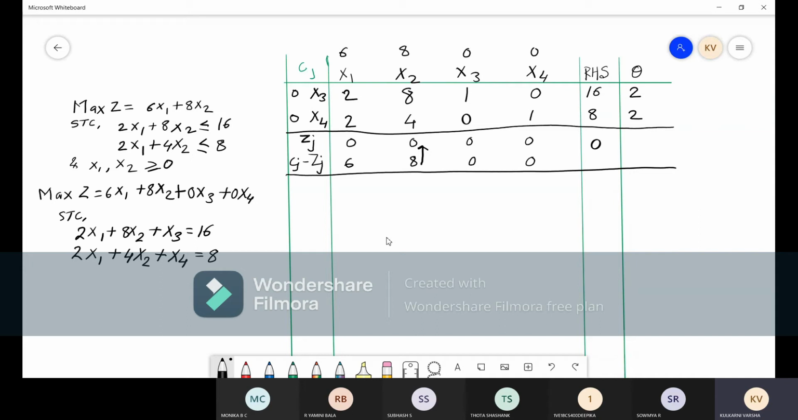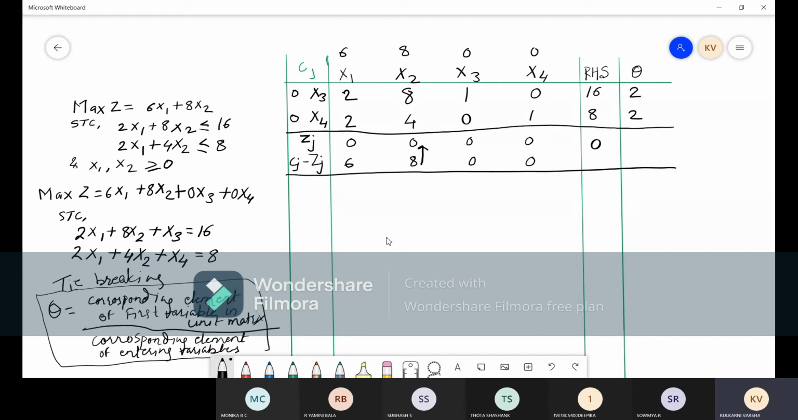So when such a tie comes, what do we have to do? We have to go for a few further steps. How do we break the tie? I'm once again writing the formula in case you forgot to write it yesterday. In this case, we'll go for the next value. See, the corresponding element of the first variable in the unit matrix. In your unit matrix, these are the variables, x3 and x4. So which one appears first? First x3 appears, then x4. So we have to go for x3.